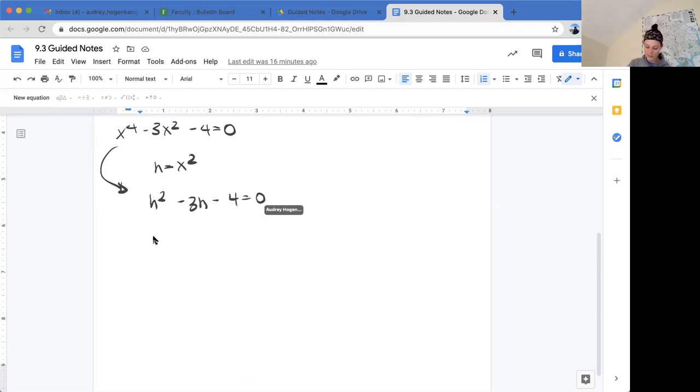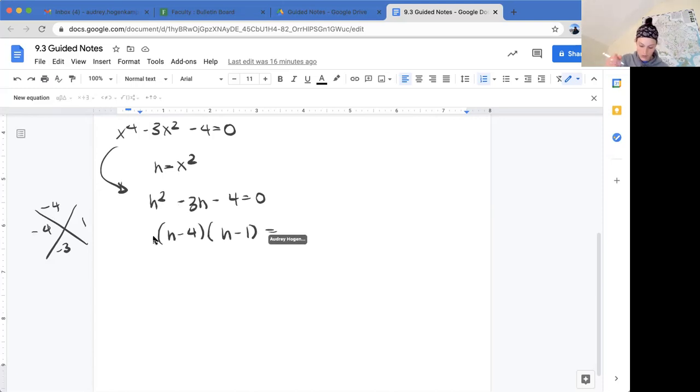And doing this little substitution allows me to now factor my H squared minus 3H minus 4. So on top, I'm going to have minus 4, and minus 3. That is going to have to be 4 times 1 and negative 4. So I'm going to get H minus 4 times H minus 1 equals 0. And then at this step, I'm going to back substitute, or that's supposed to be a plus 1. And I'm going to say, well, H was equal to x squared. So now I know x squared minus 4 times x squared plus 1 equals 0.